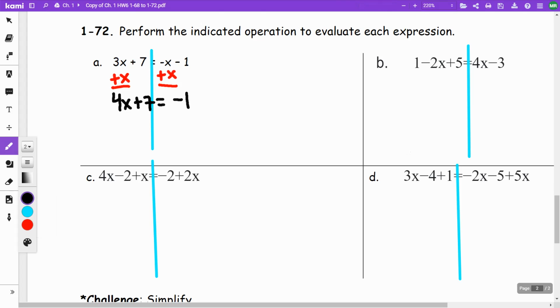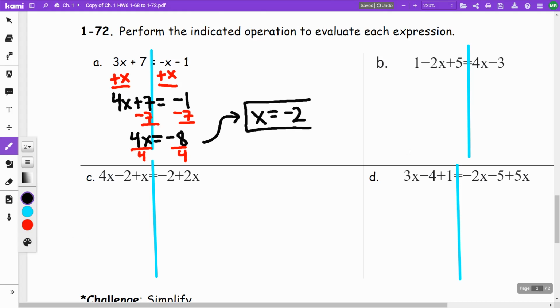I need to be careful about that. Then I'm going to minus 7. And I get 4x is equal to -8. And then I'm going to divide by 4. And when I do, I'm going to get x is equal to -2.